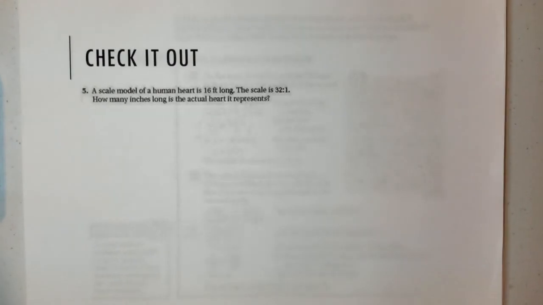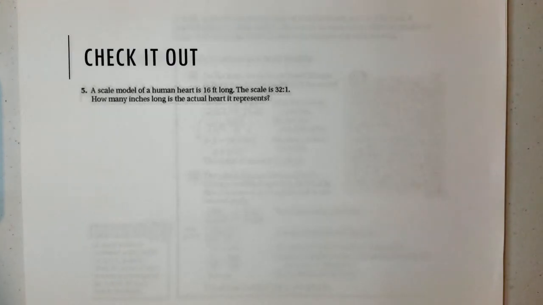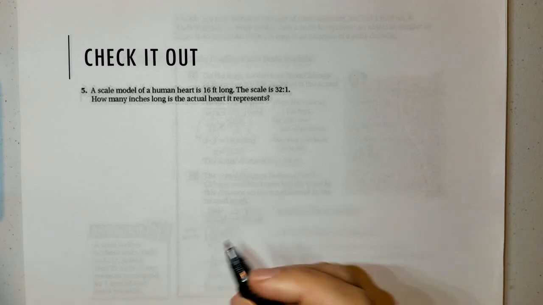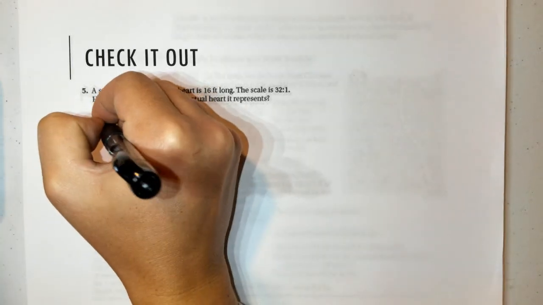There is a check it out problem for you to try. It says a scale model of a human heart is 16 feet long. The scale is 32 to 1. How many inches long is the actual heart it represents? So pause this video, try this one on your own, and then resume it when you're ready to check your answer.